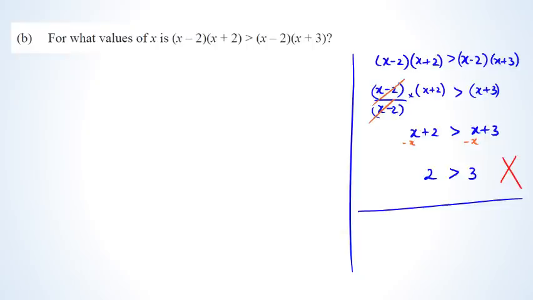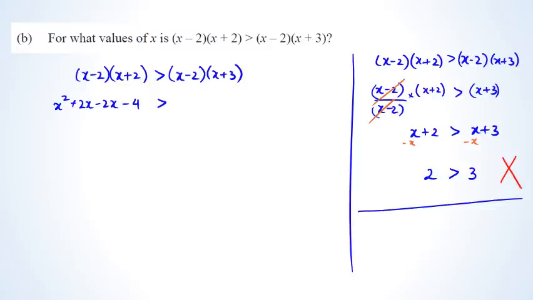I tried another method, which was actually expanding the brackets on both sides. So because I have a quadratic on both sides, x minus 2, x plus 3, I expanded the left-hand side, and I got x squared plus 2x minus 4. And then I expanded the brackets on the right-hand side, and I got x squared plus 3x minus 2x minus 6.